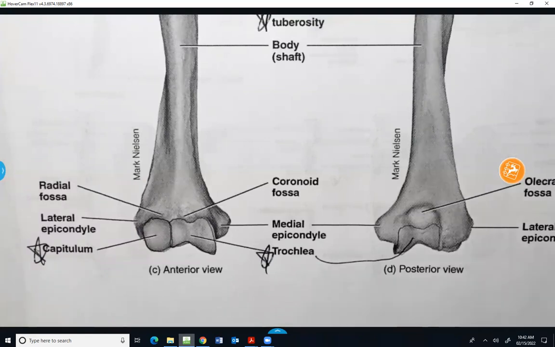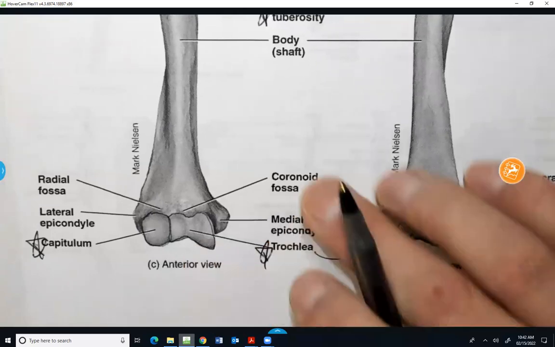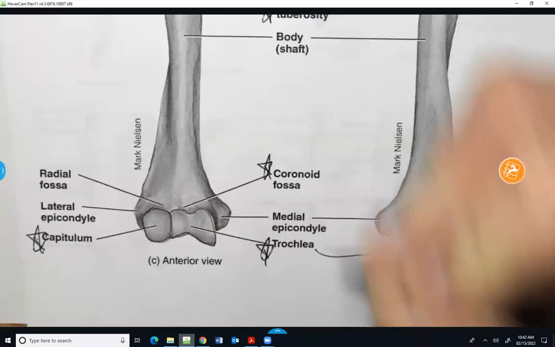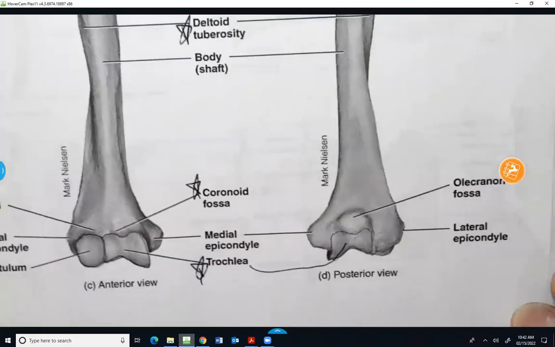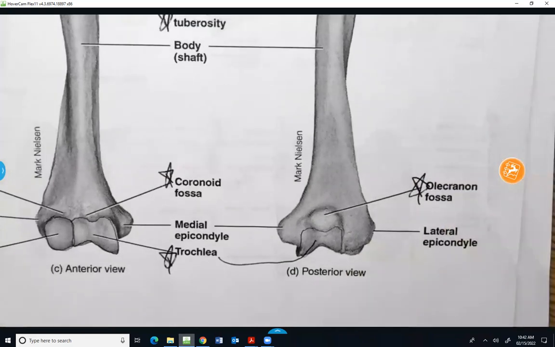Now on our anterior view, above the trochlea, it's really not shown very well in this picture, but there's an indentation, almost like a little pocket, called the coronoid fossa. Okay. In the back side, a really deep pocket is the olecranon fossa. Okay. These two fossas enable the ulna, and I'll kind of just jump ahead.